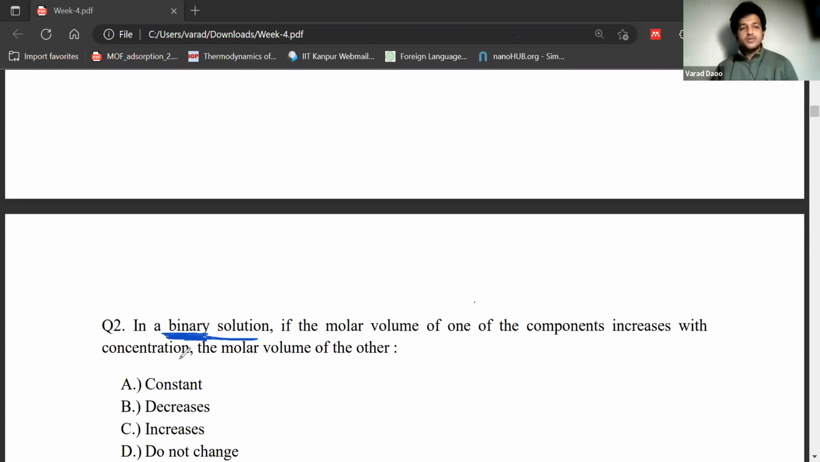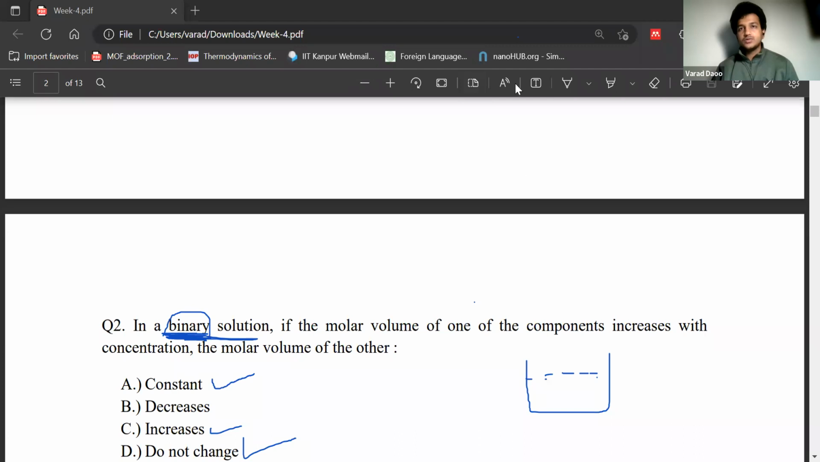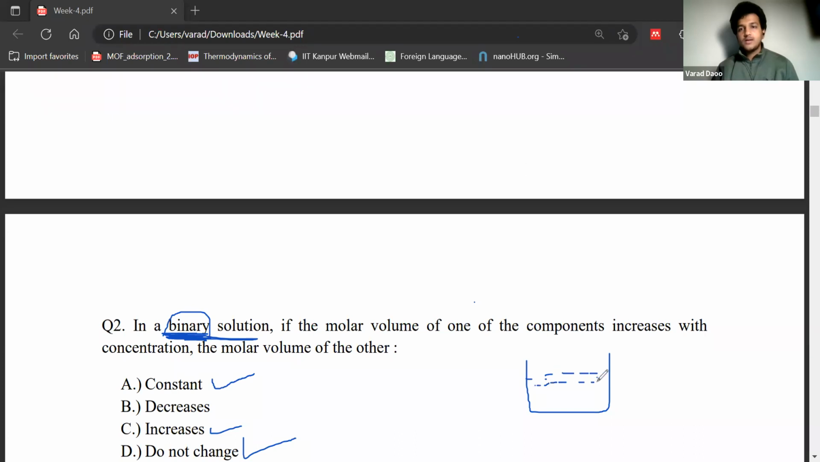Okay. So what we have is, in a binary solution, if molar volume of one of the components increases with concentration, the molar volume of the other, does it decrease, remain constant, increase, or not change? Let us understand the question. So what we have is a binary solution. Here is a mixture. This has components A and B.